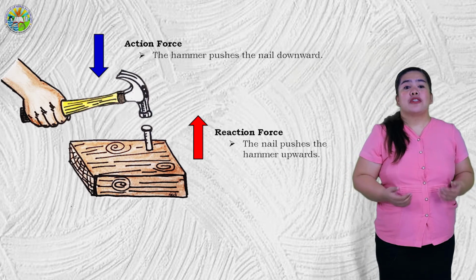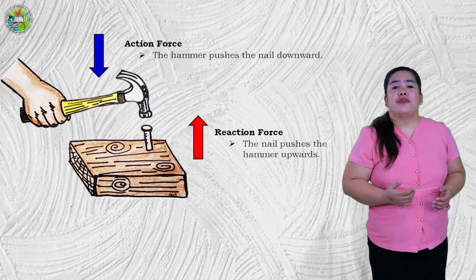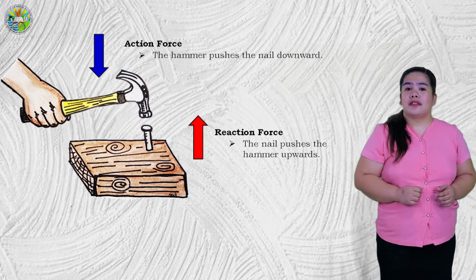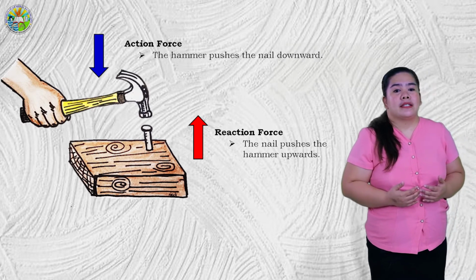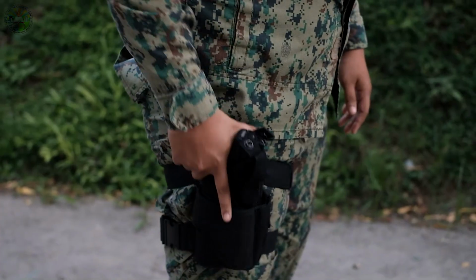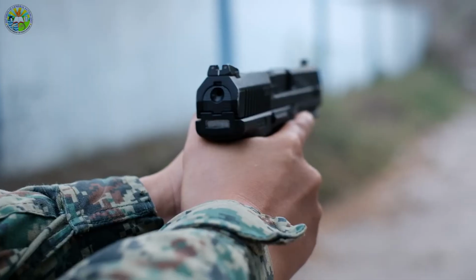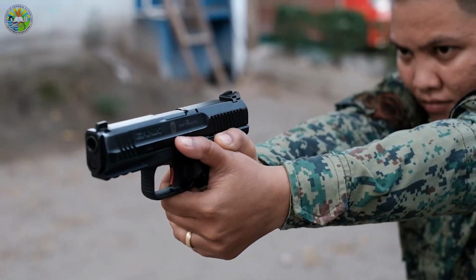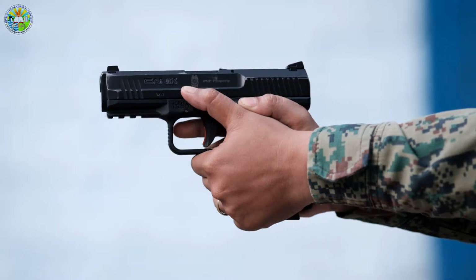Identifying and describing an action-reaction force pair is just a matter of identifying the two interacting objects and making statements describing who is pushing on whom and in what direction. To understand it more, Patrolwoman Masumbol of GSCPO CMFC will demonstrate to us how the gun fires. Let's play it again, this time in slow motion.